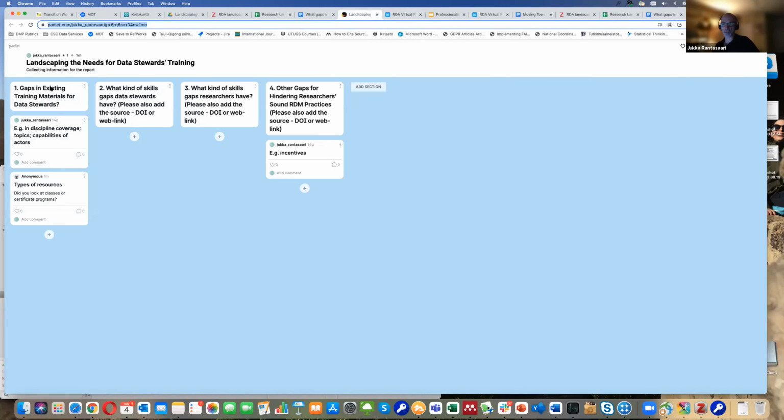Here are the research questions. First, gaps in existing training materials for data stewards. Second, what kind of skills gaps data stewards have. Third, what kind of skills gaps researchers have. And fourth, other gaps hindering researchers' sound RDM practices.